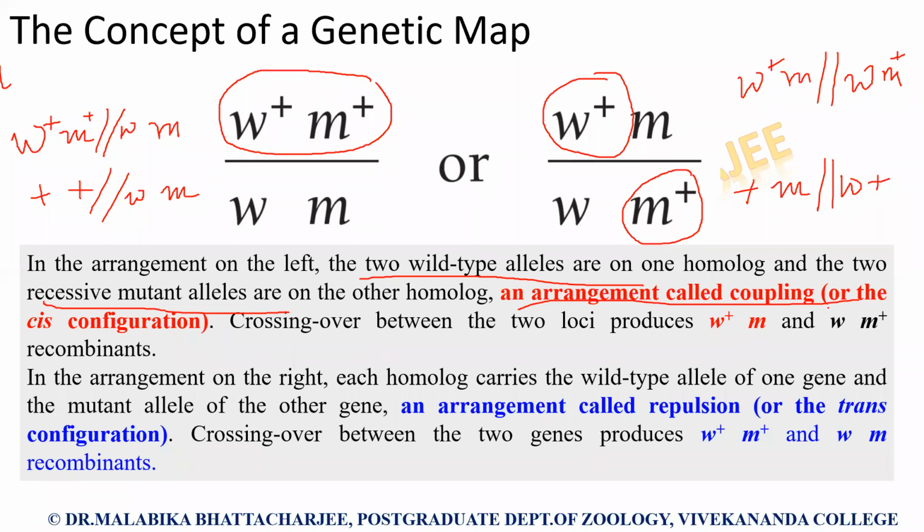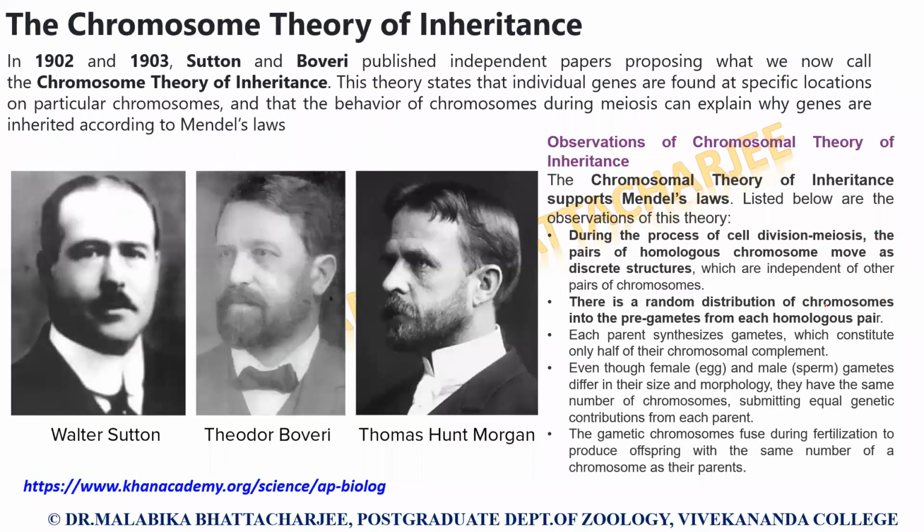So this was the concept of genetic map. And now moving on to the chromosome theory. This was a very famous theory that was put forward by Sutton and Boveri. Independently, they came to this conclusion. So we have Walter Sutton and Theodor Boveri's picture out here. And the theory states that genes are found at specific locations on particular chromosomes. As you can see, genes are found at specific locations on particular chromosomes, and these locations are known as locus.